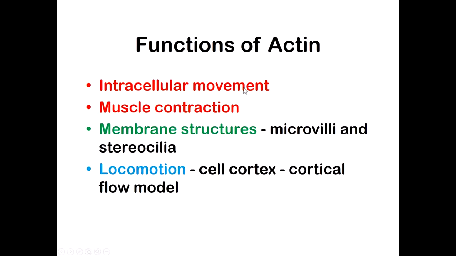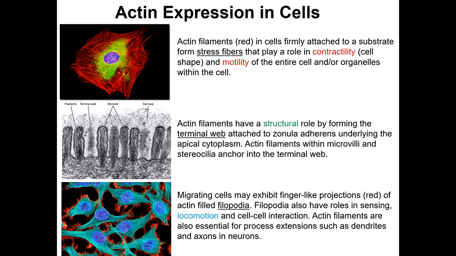So actin filaments do a bunch of things. They play a role in intracellular movement. They're in muscle cells. They play a role in membrane structures, such as the terminal web and in the presence of microvilli. And they play a role in cell movement, locomotion, and so on. Here are some examples of the actin filaments carrying out these different functions.